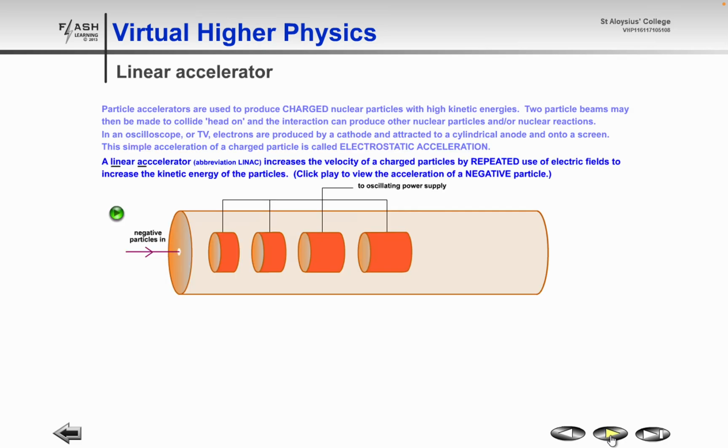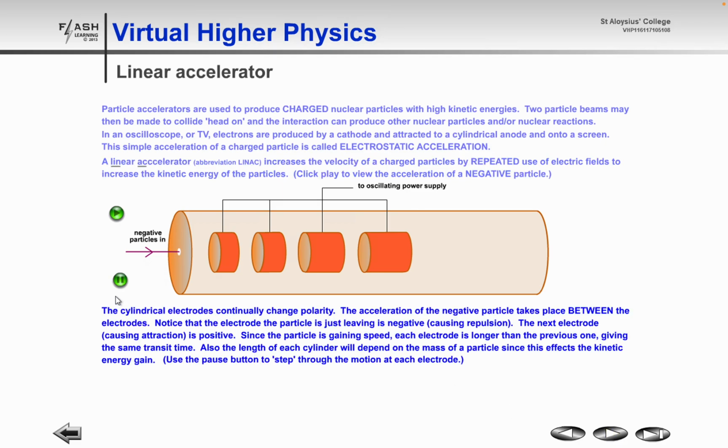So here's a kind of simple example of that. We've got negative particles in this case. And basically, if you look carefully as it makes its way through, we oscillate, we reverse the polarity of the sign on these cylinders so that we're always attracting it towards the next cylinder, making it move faster, accelerating it.